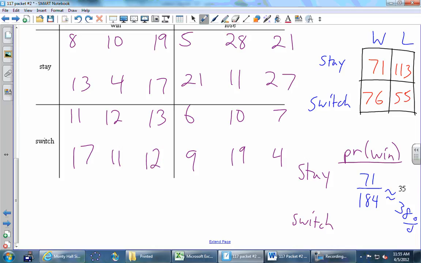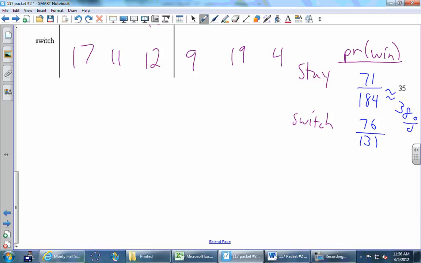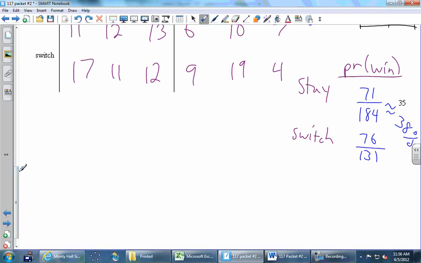If we switch, what's the probability that we win? Something out of something. Is it still 184 for that one? We have to only look at the games where we switched. It's only the bottom row now. 131. Can somebody get me a percentage there? 76 out of 131. 58. Jocelyn, did you have your hand up? Okay, thank you. All right.